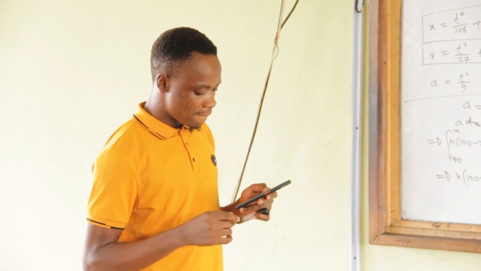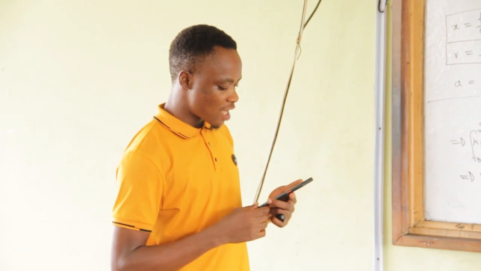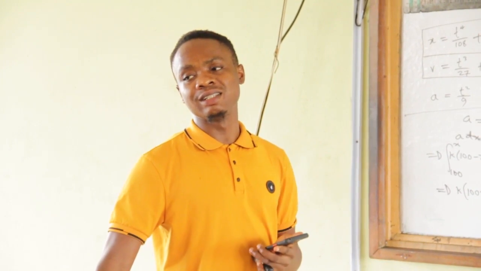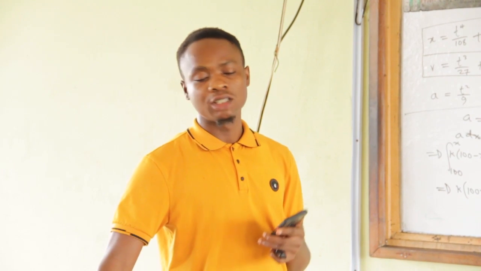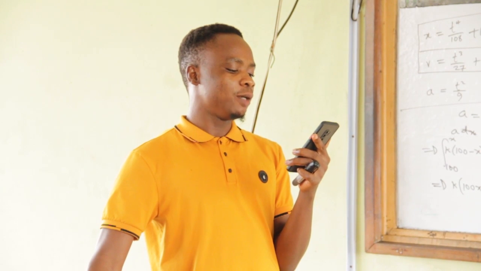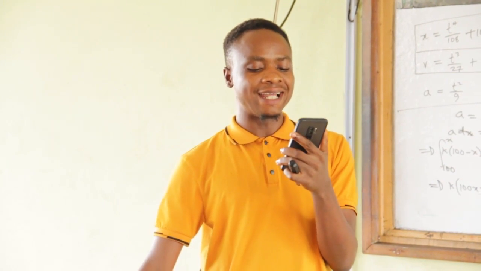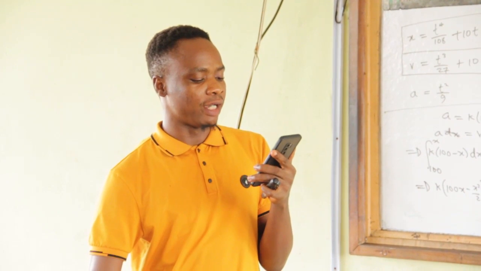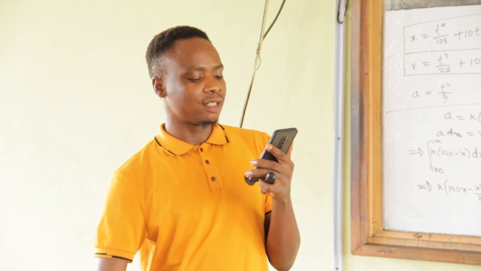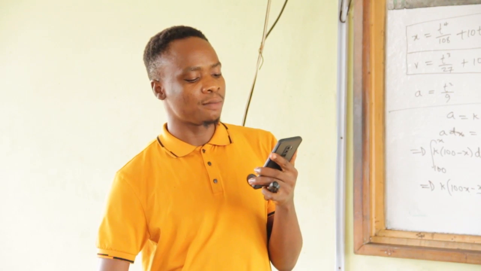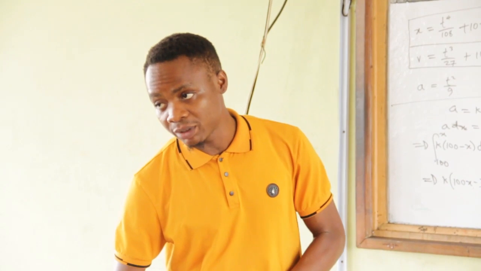So this is it. Look at the information given to us. They said, please listen, they said a particle oscillates between the points x equal to 40 mm and x equal to 160 mm with an acceleration a equal to k into 100 minus x. Please pay attention.